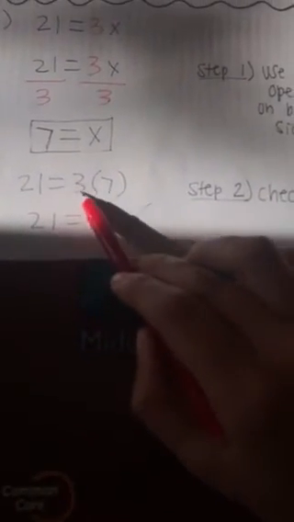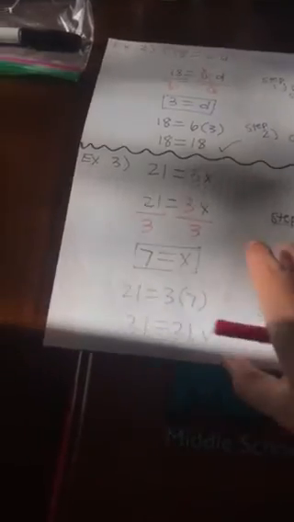We're going to check by plugging it in. 21 equals 3 times 7. 3 times 7 is 21, so yes, we are correct. Now, we're going to talk about when an equation contains division. When it contains division, we need to solve by multiplying both sides of the equation. So, the opposite, right?